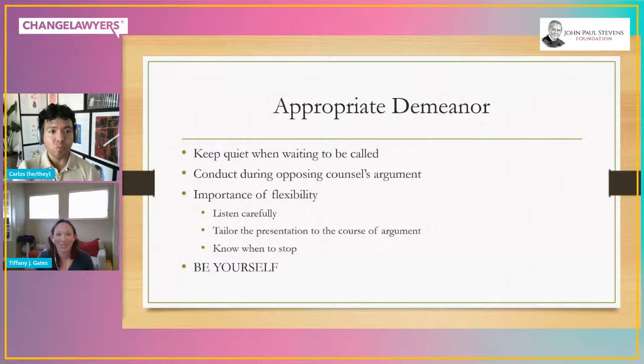By the same token, if you're a naturally very serious person, don't try to force smiling and friendliness when it's not really in your personality to do so. Because at the end of the day, whoever's observing you is going to sense sincerity or insincerity in your manner of presentation. And so the more true you are to your own personality, I think the stronger your presentation will be at the end of the day.